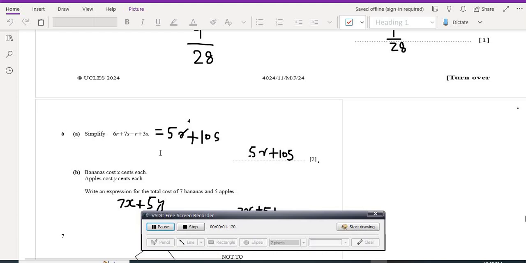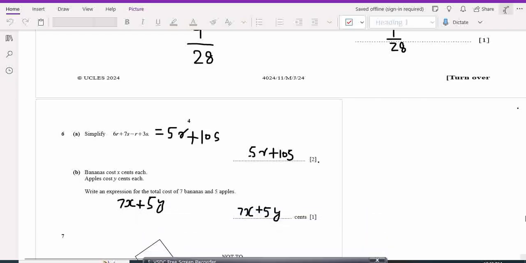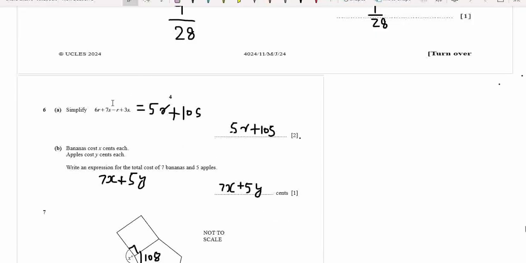Next question is simplify 6r plus 7s minus r plus 3s. So just we will add the like terms. 6r minus r is 5r and 7s plus 3s is 10s. So answer will be 5r plus 10s.